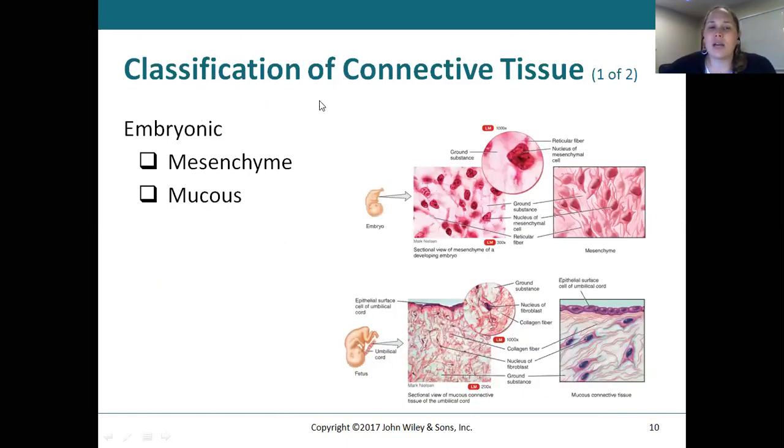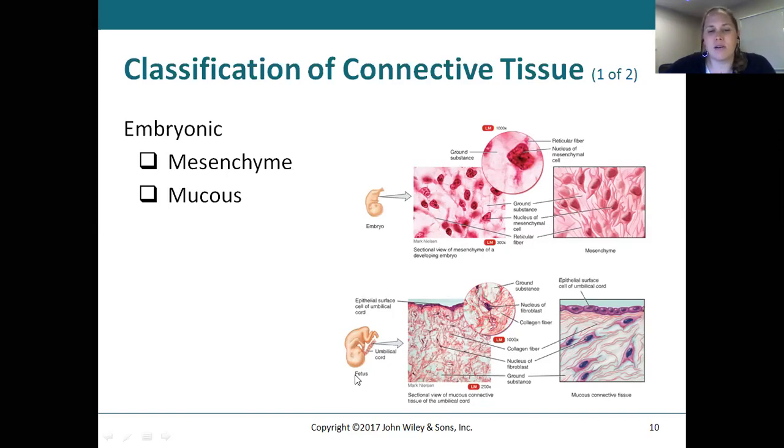Okay, so other types of connective tissue classification. If you're noticing a theme among science and even anatomy and physiology, there are often characterizations of things. This type of connective tissue is specific for embryonic tissues, or within embryos. The mesenchyme is going to be most of the cellular tissue that makes up the embryo. Here you can see the reticular fibers and the ground substance and the nucleus of the mesenchymal cells, and how this makes up a majority of the embryonic tissue before it undergoes more specific differentiation into other types of cells.